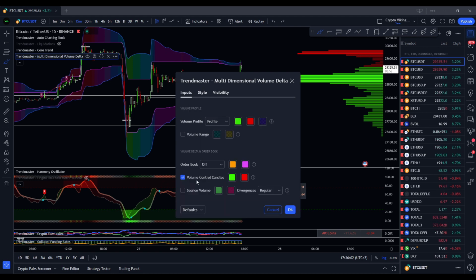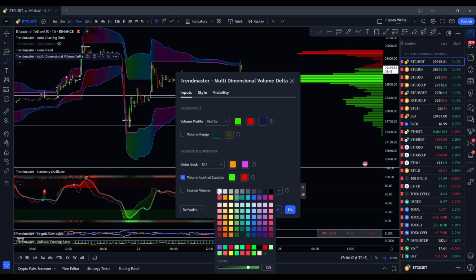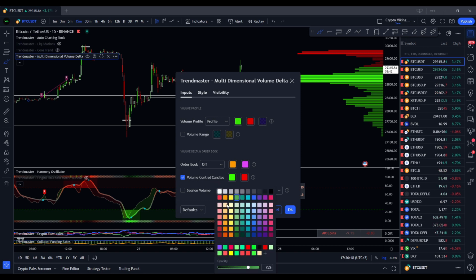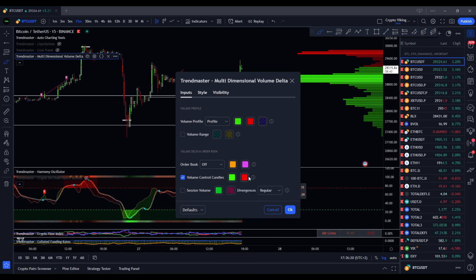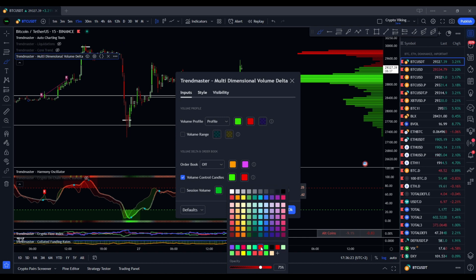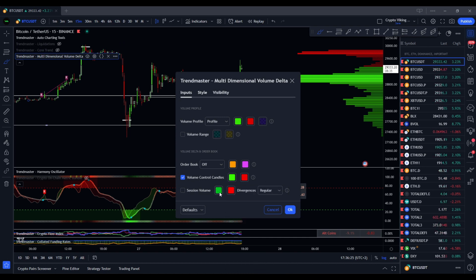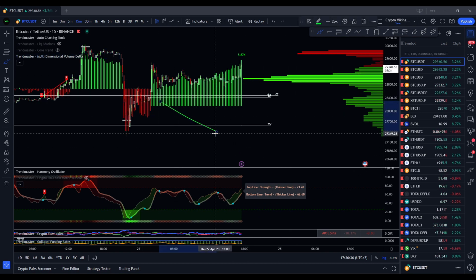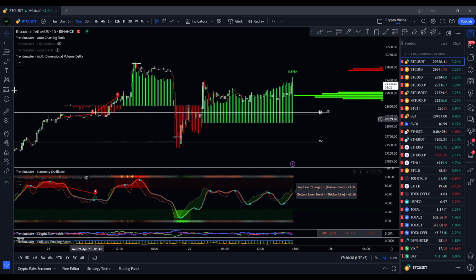On the session volume, not that I know of. Let me just check. I haven't actually tried to change that. I just changed them to red and green, so you can see it quite a bit more there. Yeah.